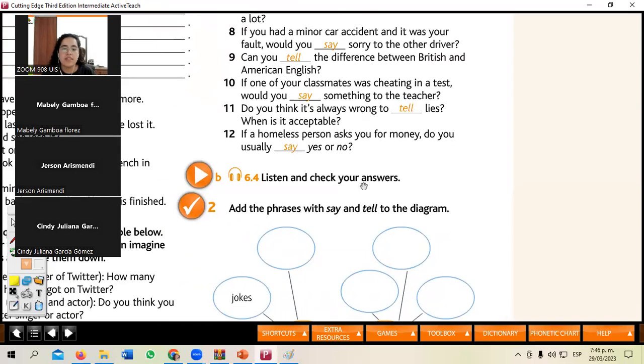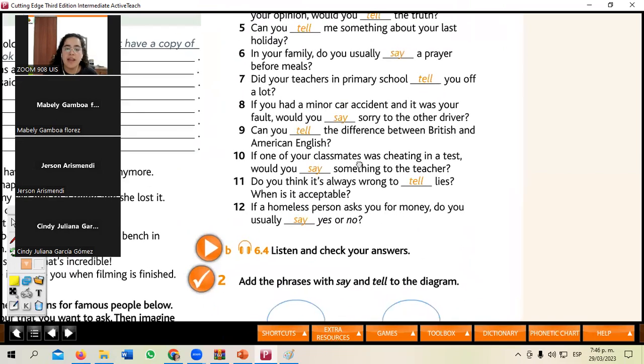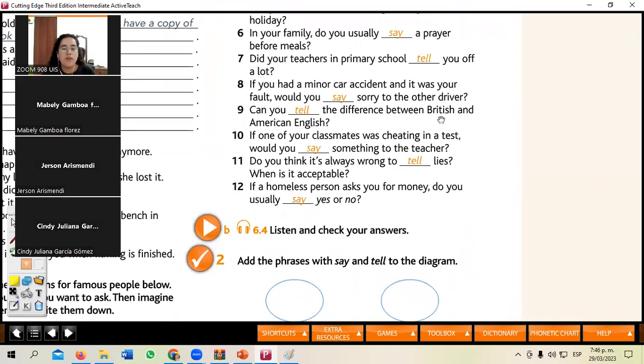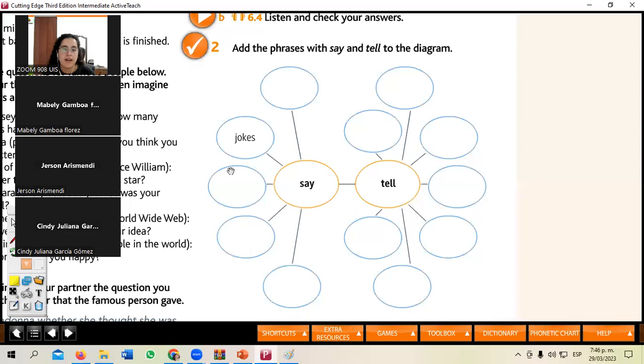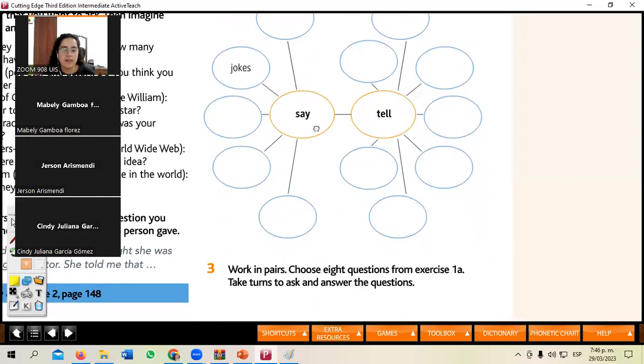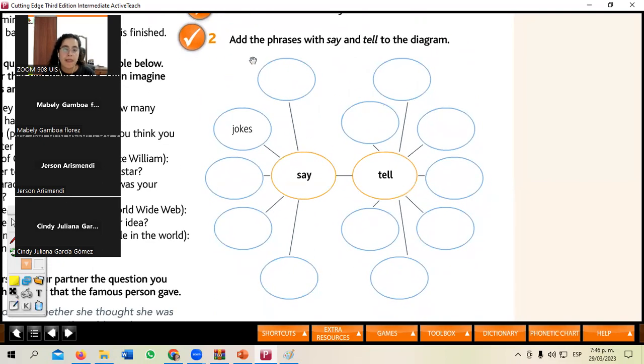So generally, these phrases are fixed in English, like tell jokes, say goodbye, say hello, or tell off, tell lies, right? So this is just a matter of practice between say and tell. So you can finish this chart. Until tomorrow, we will check it at the beginning of the class, right? So complete point 2, add the phrases with say and the phrases with tell to the diagram, all right? And tomorrow, we will check it at the beginning of the class. All right?